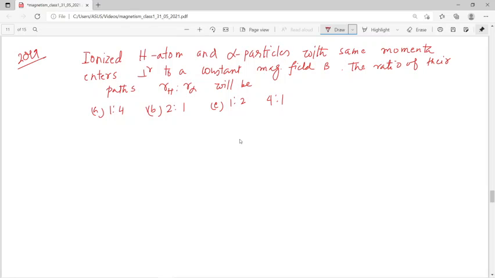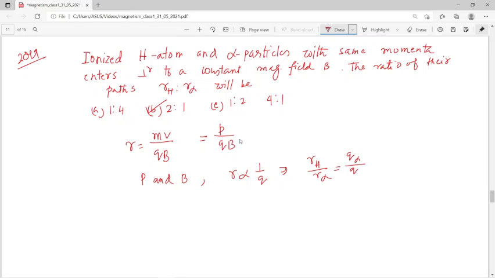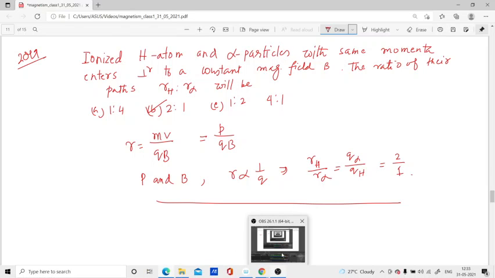Okay, very good. That should be option B, because R equals mv by qB, which is nothing but momentum by qB. For a given P and B, R varies as 1 by Q. So R_H by R_alpha is Q_alpha by Q_H, which is 2 by 1. So then Debaditya, we will not do these problems now, but did you understand the theory?